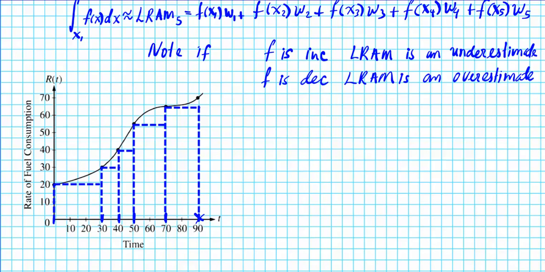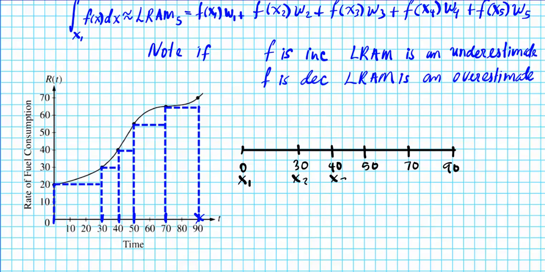One thing I really advise you to always do is draw a number line and set everything up clearly first, so you don't get confused when you are plugging the values into your formula. So you have 0, 30, 40, 50, 70, and then 90. We just need x1 to x5, and then we need 5 widths. So this is x1, x2, x3, x4, x5. The last one doesn't really count, it just helps us find the width. And then we need the widths.